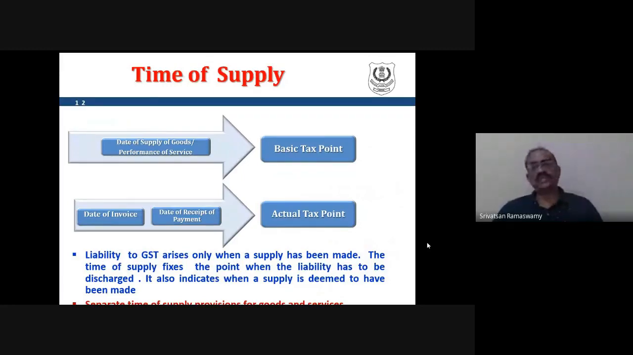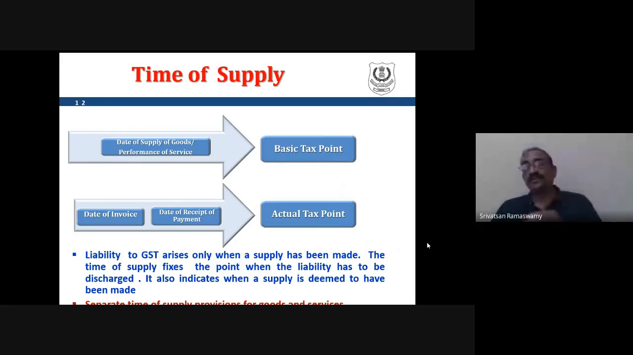Generally, the basic tax point is the point at which the taxable event actually occurs. Like for an excise duty, if manufacturing happens, or if as per the Sales Tax Act, if sale happens, that is the point at which the liability is actually created, right?